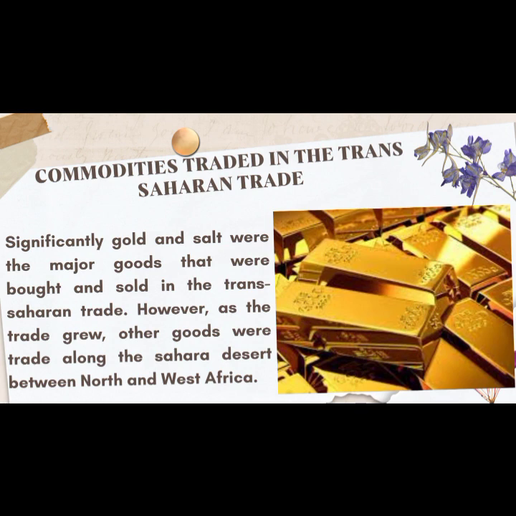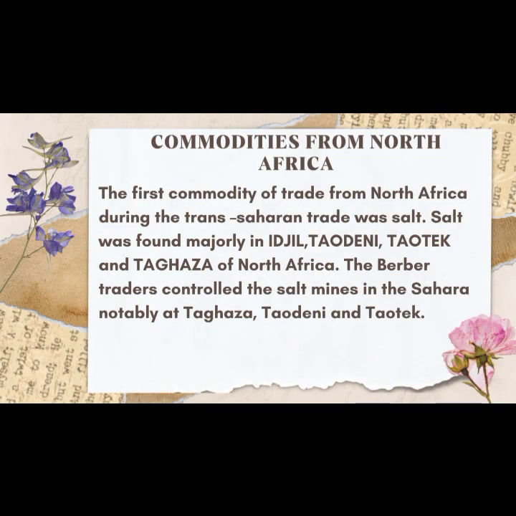As we know, traders engage in the buying and selling of commodities. Commodities from North Africa. The first commodity of trade from North Africa during the trans-Saharan trade was salt. Salt was found majorly in regions like Idjil, Taudeni, Tautek, and Tagaza. I come again. Salt was found majorly in Idjil, Taudeni, Tautek, and Tagaza of North Africa.